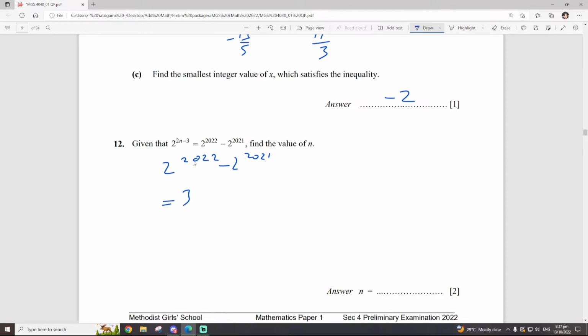So we get 3 times 2 to the power of 2021. Oh, no, it's just 2 to the power of 2021, because this is 2 minus 1. Okay, 2 to the power of 2021 equals 2n minus 3. They're the same base now, so 2n minus 3 is 2021. So n is 1012.